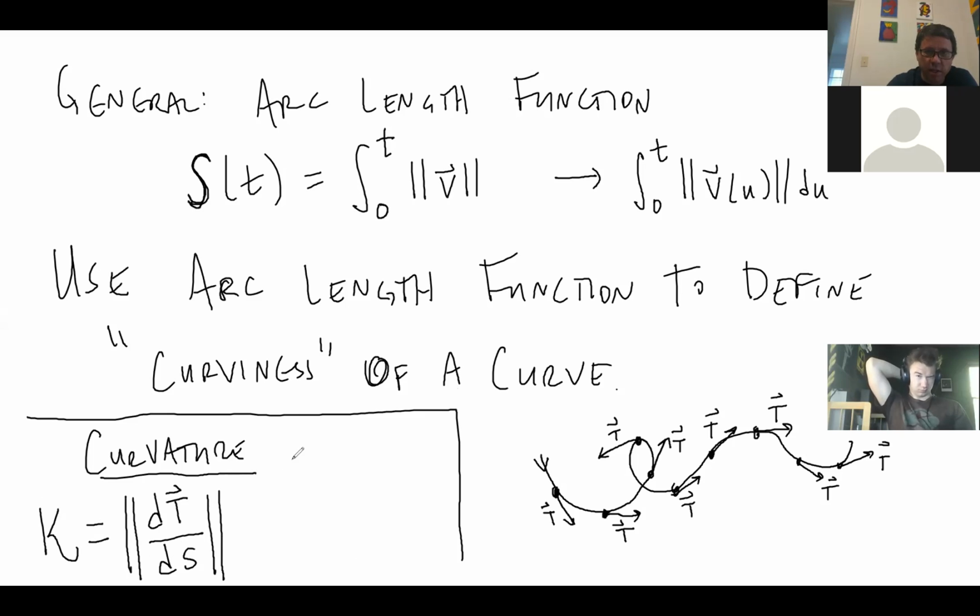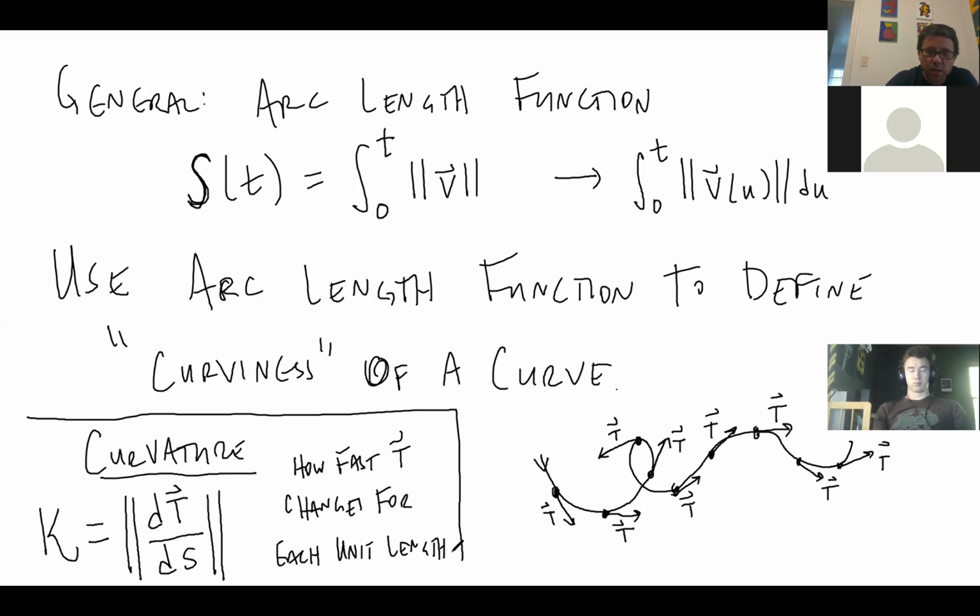It's basically how fast T changes for each unit length along the curve.